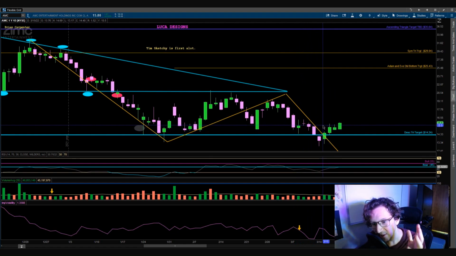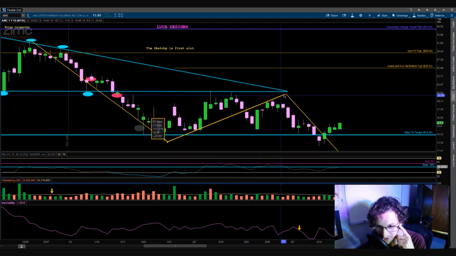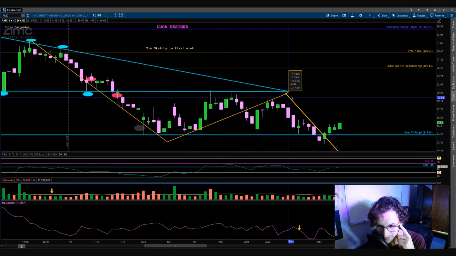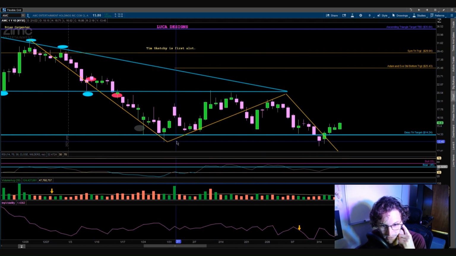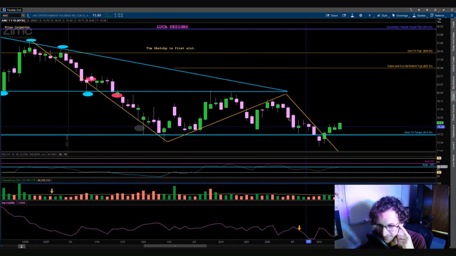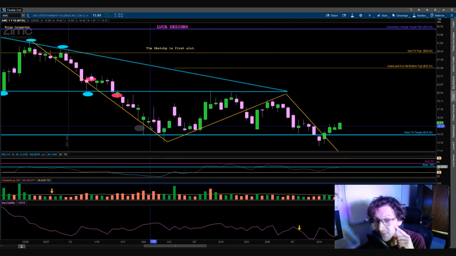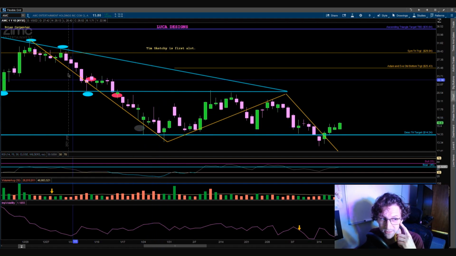So what do I think is happening right now? I think that this consolidation here, this recovery phase of this big measured move down, is coming to an end. And I think maybe even all of this movement here is part of it, setting up for the second run down. Yeah, the second run down. I don't think that this is over yet for AMC.